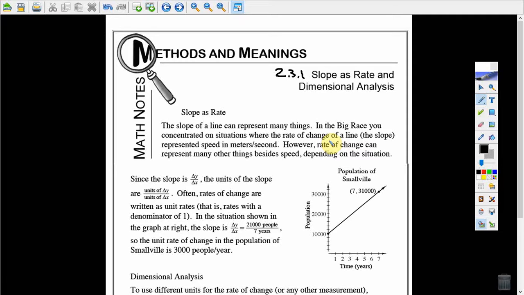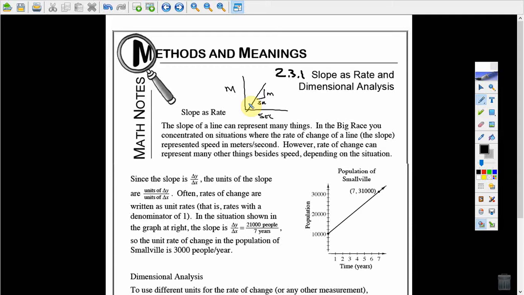In the big race, you concentrated on situations where the rate of change of the line, i.e. the slope, represented the speed in meters per second. That would mean that you had a graph that had a y-axis in meters and an x-axis in seconds, so that when you had a line that went up, it went up by a certain number of meters over seconds, so your slope was in meters per second. However, the rate of change can represent many other things besides speed depending on the situation.